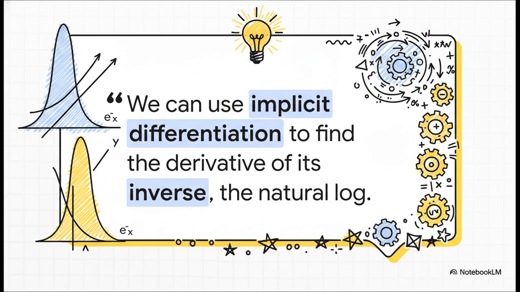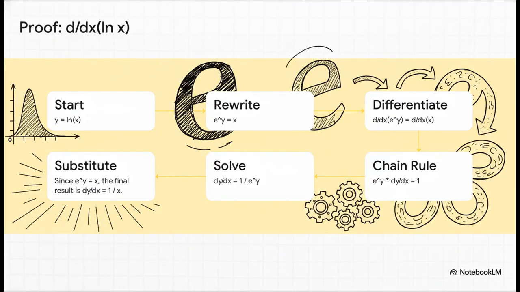The key here, as the quote says, is that we can use the inverse relationship. We don't have to go all the way back to the limit definition again. Nope. We can use a really slick trick called implicit differentiation. So here's how it works. We start with y equals ln of x. Because they're inverses, we can just rewrite that as e to the y equals x.